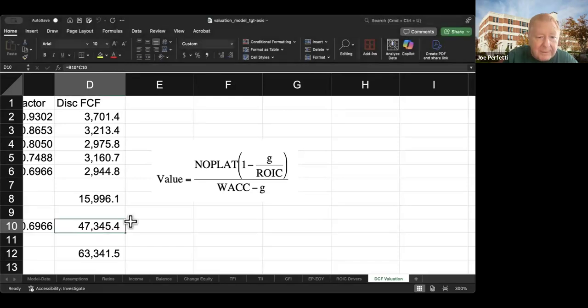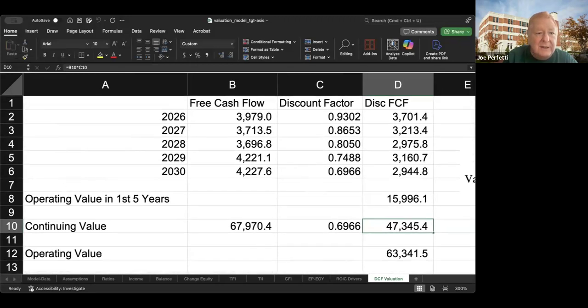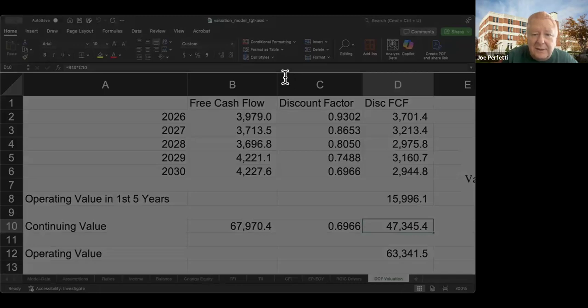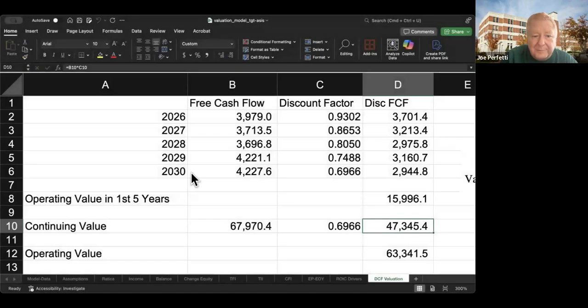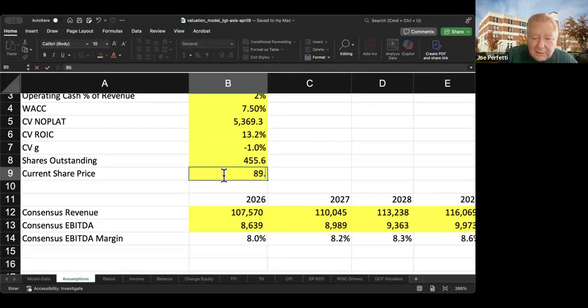So Excel. All right. So I'm redoing my as-is. I'm going to save this file. And this is the one we're going to use going forward, which is April 9th. And I am going to value down to 89.02. Okay.